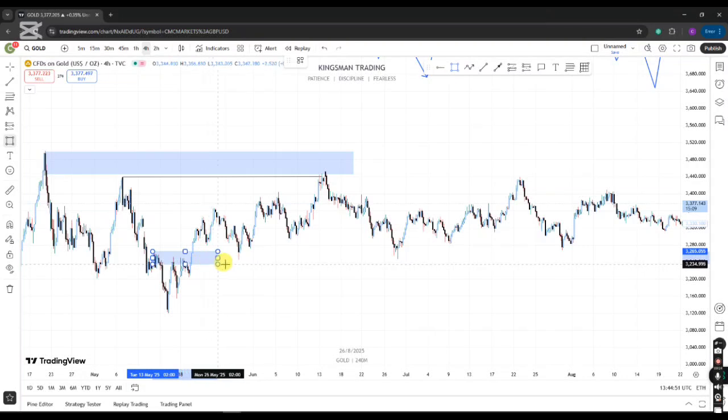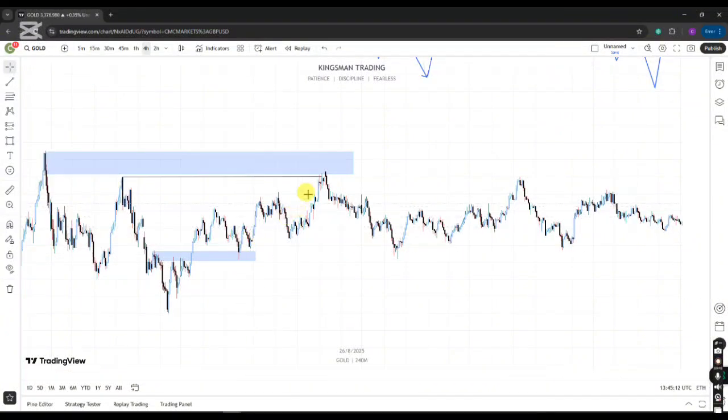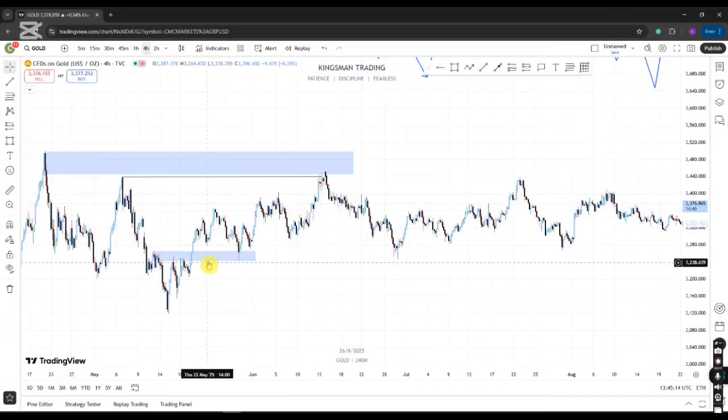But then we saw price broke above it. So this is the order block, the previous order block that is now invalidated. Now you saw price broke above it and then came back to retest it, which now makes it a breaker block. So this is a breaker block entry, and this is the liquidity.